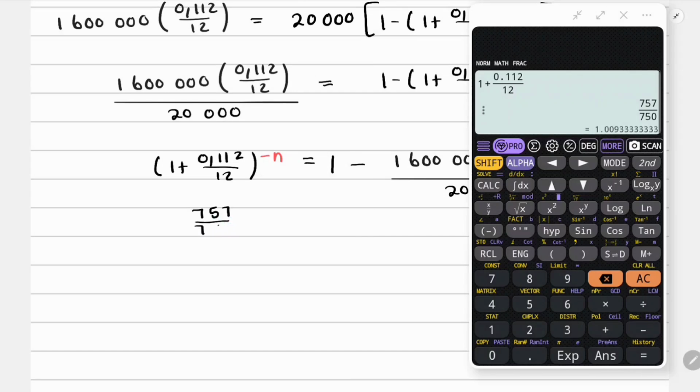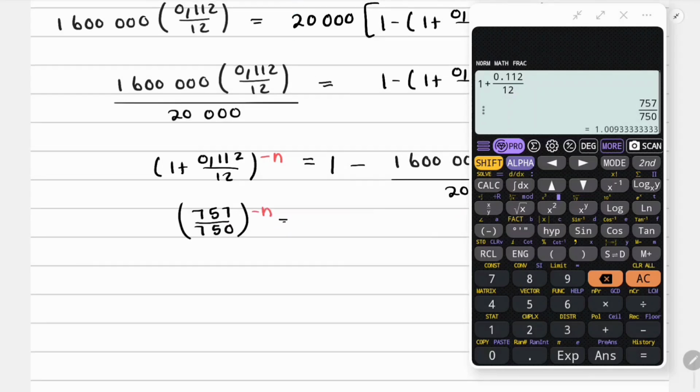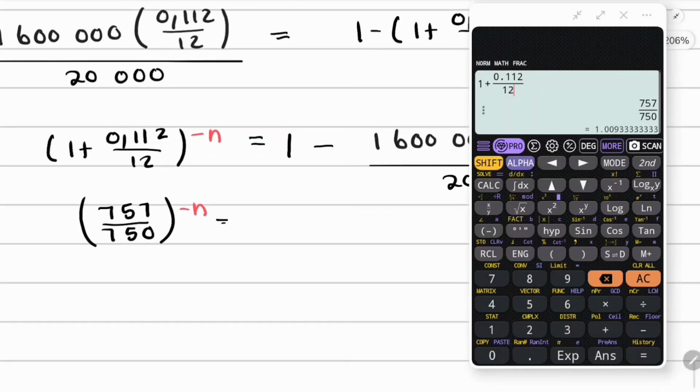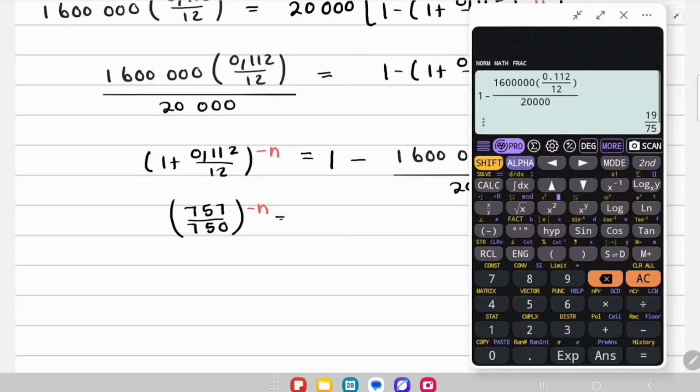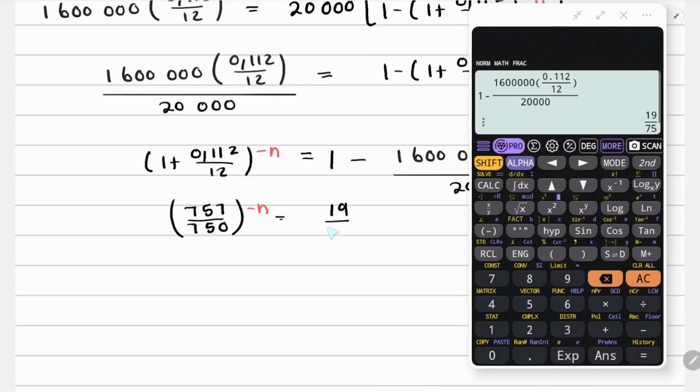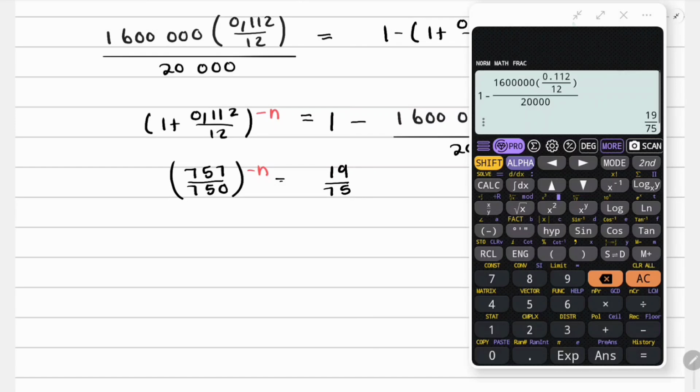Which is 757 over 750, and it's raised to the power of negative n still. Then we have is equal to, and then let's find out what all of that will give us. And that gives us 19 over 75. Okay, and now we can finally solve for negative n.